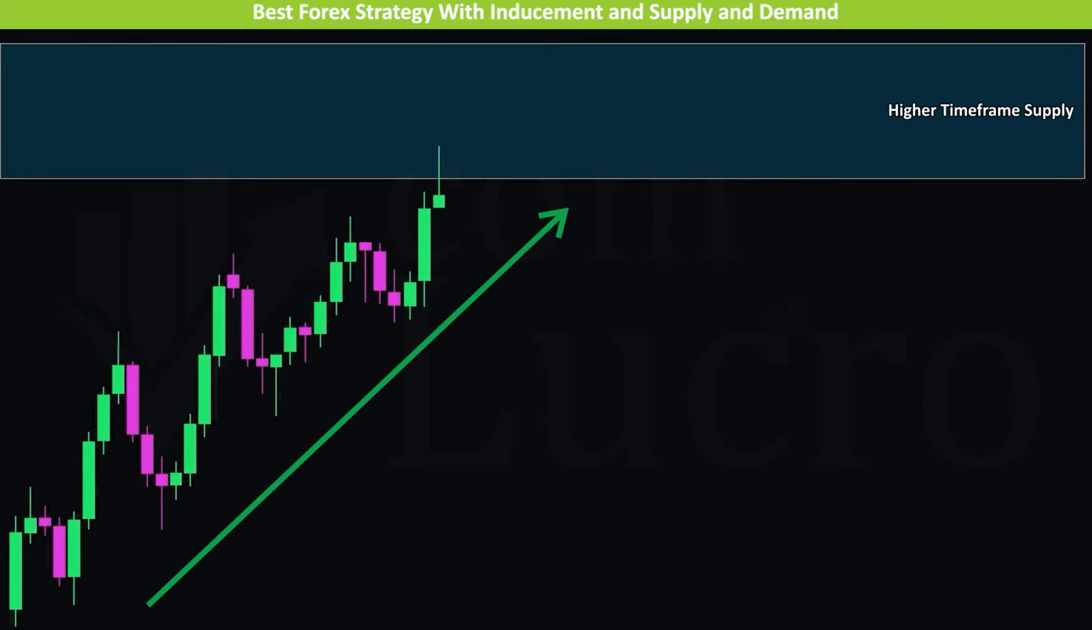In practical terms, we look for signs of rejection or evidence that the lower time frame uptrend is beginning to weaken. There are several valid triggers you can use for confirmation, such as a strong wick rejection, a break of a trend line, or even a change of character. In this particular example, however, we are looking for a liquidity grab inside the supply zone.